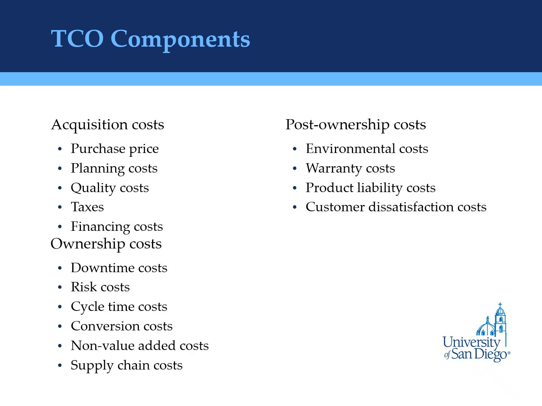And then there's a whole bunch of non-value added costs if we do some process analysis, and then supply chain costs like transport and logistics. So when we're looking at ownership, and again this applies to so many resources, we have to think about every activity and try and ascribe a cost to it. And then post-ownership clearly is around environmental costs, any costs of warranty, product liability, and how happy is the customer, because dissatisfied customers cost us money.